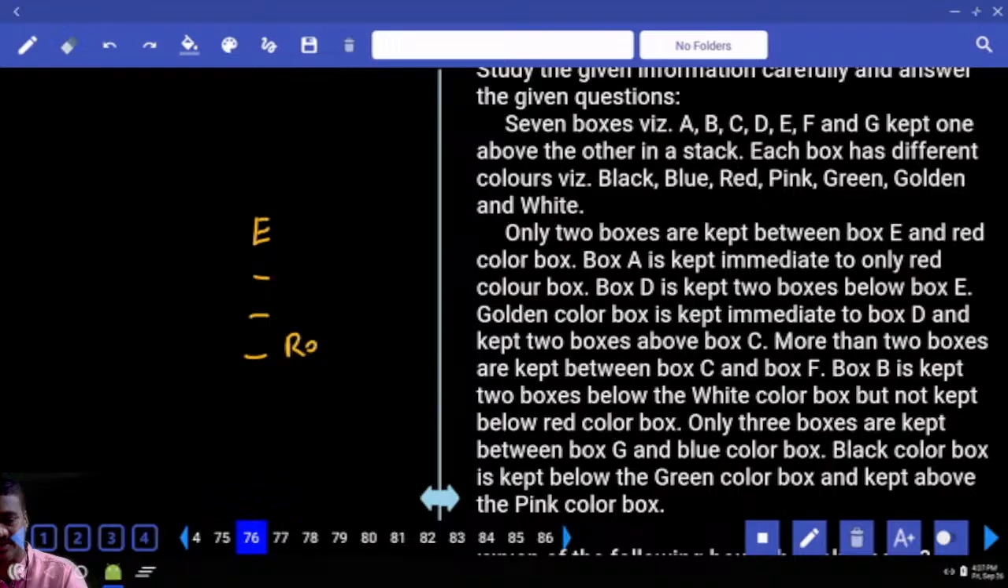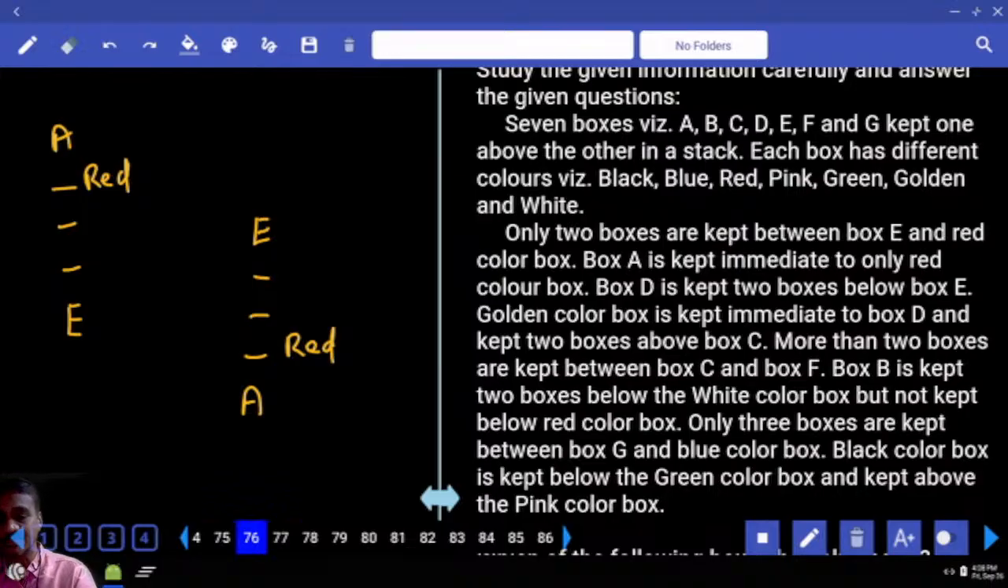Now this is the red color box, E and the red color. And what is the other possibility we have? E is here, and there are only 2 in between E and the one which is red. A is kept immediate to only the red color box. And A must be at one of the ends, either top or bottom. Here A is immediate to only red.